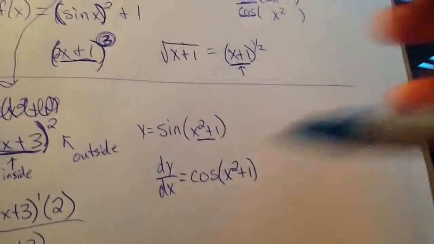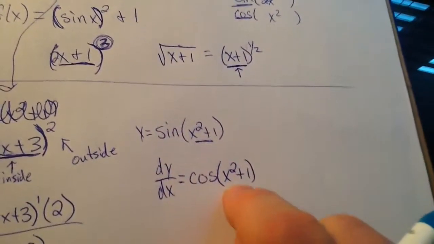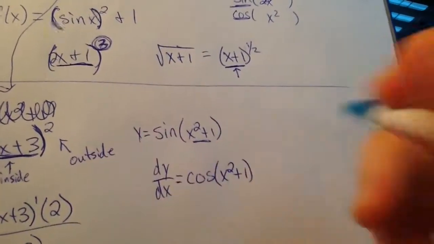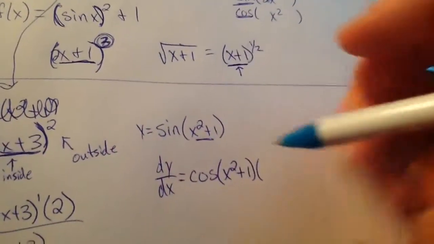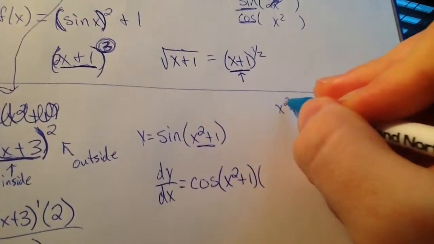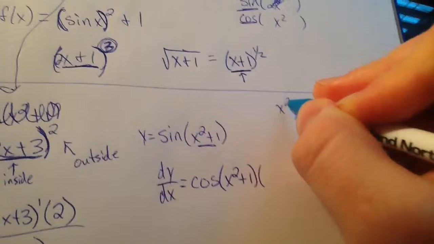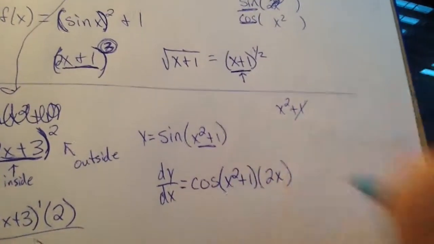Wish I could use my hands when I did this. So yeah, derivative of sine, just cosine, same thing. Now multiply that by the derivative of the inside, which in this case is power rule. So you just ignore that and think, okay, if I was just doing x squared plus 1, what's the derivative of that? Well, derivative of 1's nothing, so 2 times x, and then drop the power down, it'd be 2x.